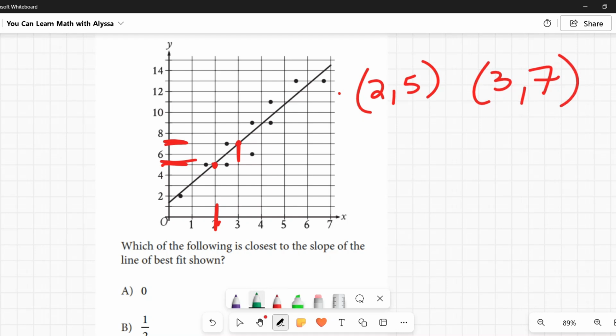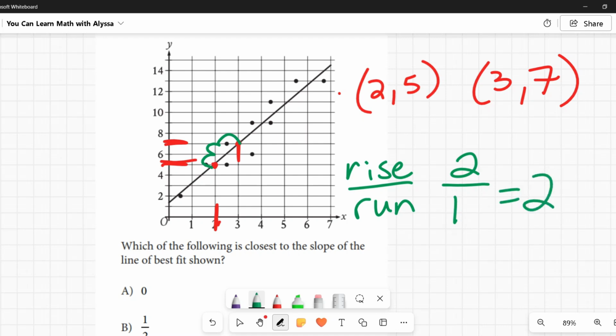You can either count it out to go rise over run, how far we go up and down over how far we go left and right, or you can do the equation, which is change in y over change in x. If we did rise over run, just to be careful that we're counting properly, we go up 1, 2, we go up 2, and we run to the right 1. 2 over 1, or a slope of 2.